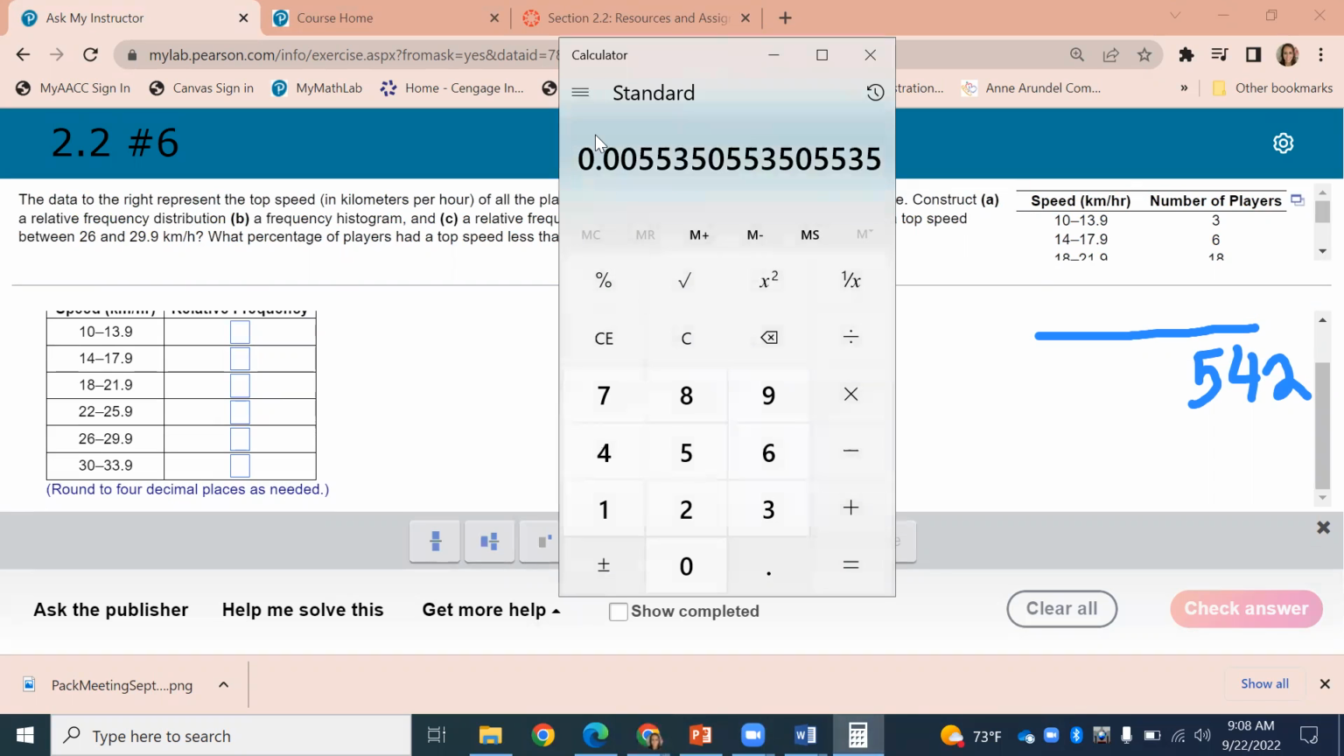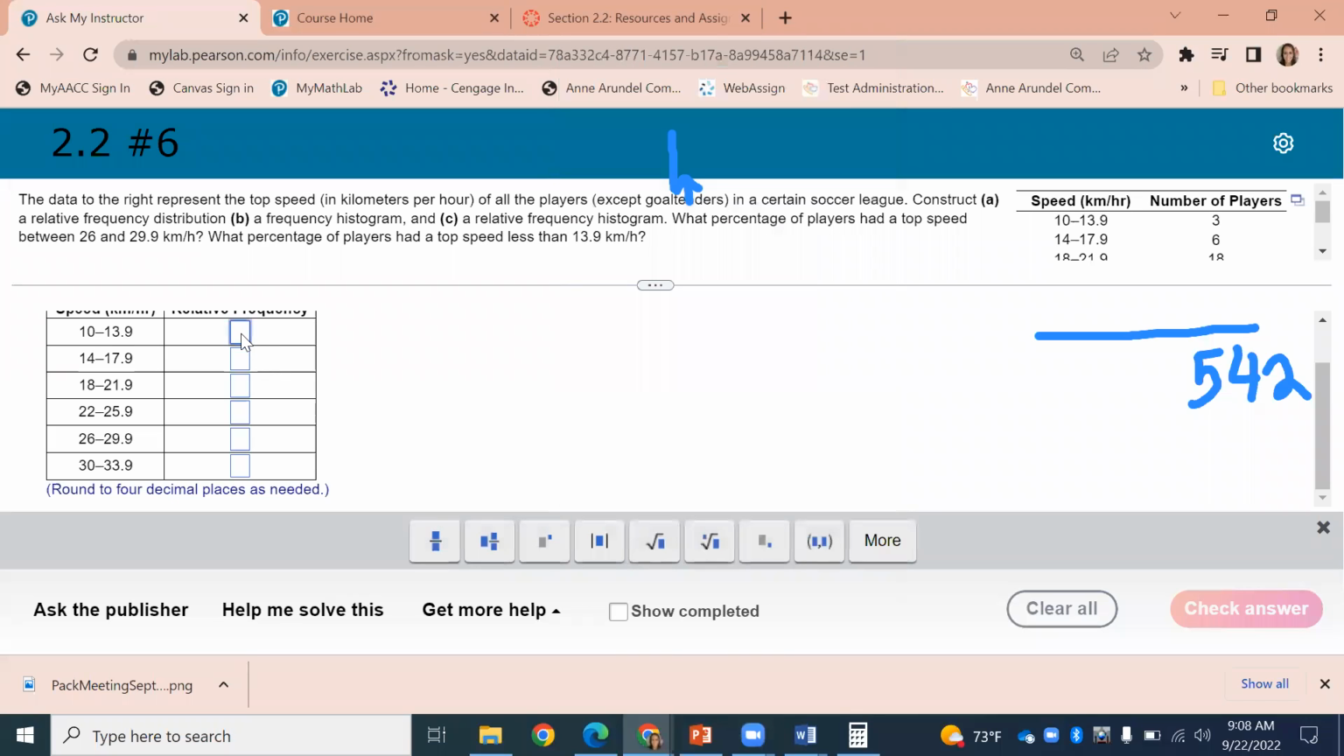So we do want to make sure that we are careful with rounding. So we count 1, 2, 3, 4 numbers, and I'm going to write a little line here. Then we look at the next number, which is a 3. So I can leave this 5 as a 5. If the number after the cutoff was a 5, 6, 7, 8, or 9, we would have had to round it to 0.0056.